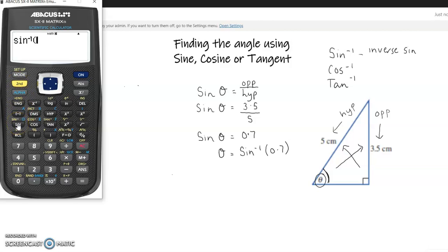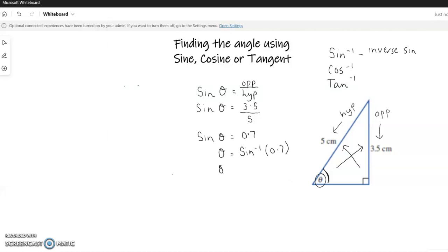And notice now how my calculator shows sine to the -1. Now I'm going to put in the value of my trig ratio, 0.7, and then I'm going to hit equals. And there is my angle, 44.427 degrees. Now, we could give that answer to any level of accuracy that we want.